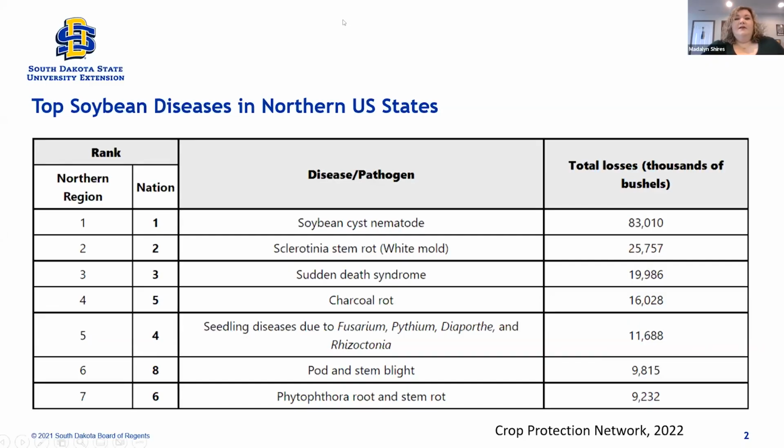This slide here talks about what the most commonly reported plant disease issue on soybeans is in the northern United States. It's pretty easy to see that soybean cyst nematode is attributed for the most losses, followed by white mold, sudden death syndrome, charcoal rot, different seedling diseases, pod and stem blight, and Phytophthora root and stem rot. All of these diseases we do see from year to year in South Dakota. So we will go ahead and get started.